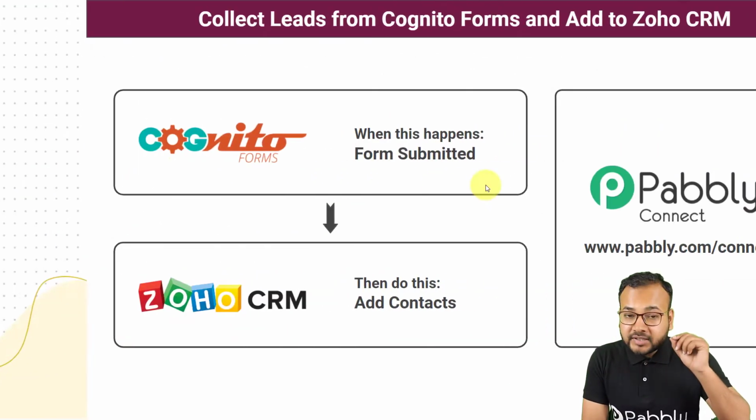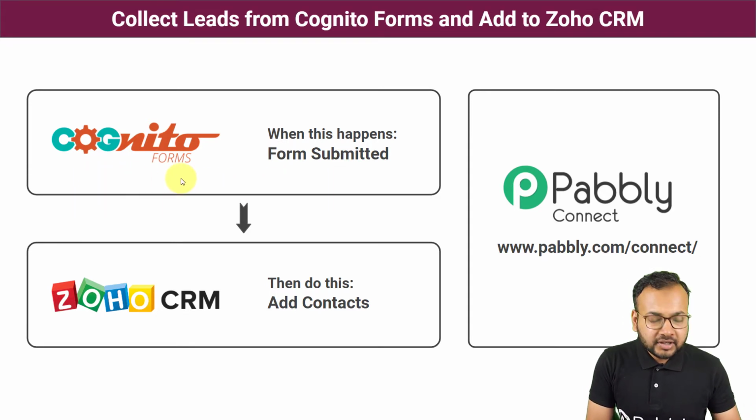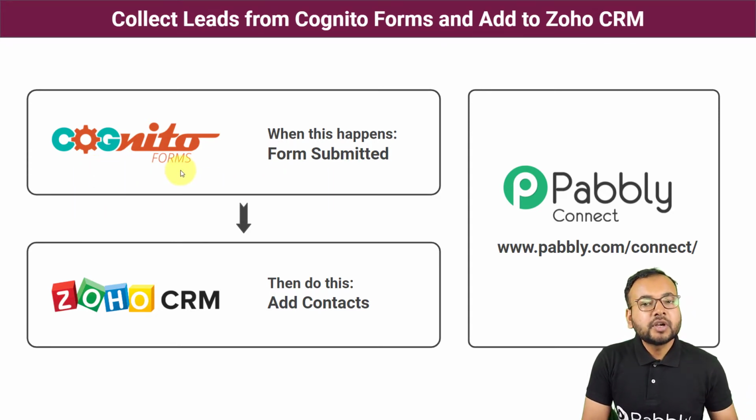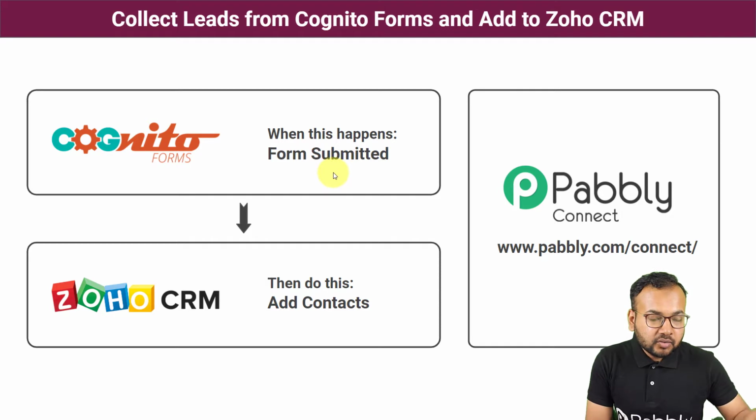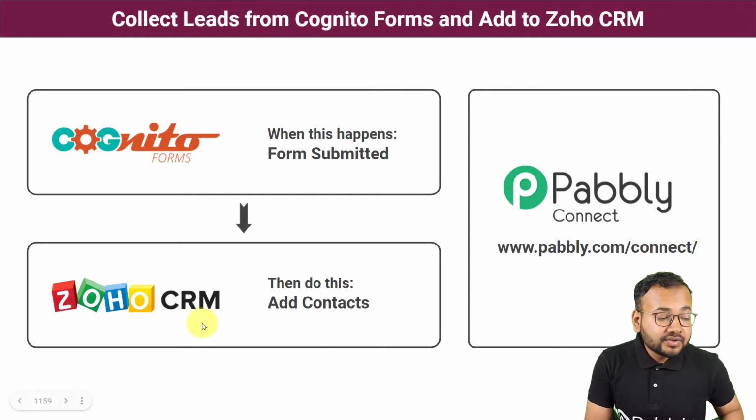Okay, so this automation that we are about to set up is going to look like this. As and when any lead or customer of yours is going to fill a form which I have created with the help of Cognito Forms application. But in place of Cognito Forms, you can use any other form builder as well. So as and when you receive a form submission from the lead, the same person who has filled the form is going to be added as a contact in Zoho CRM application. So in place of Zoho, you can use any other CRM application as well.